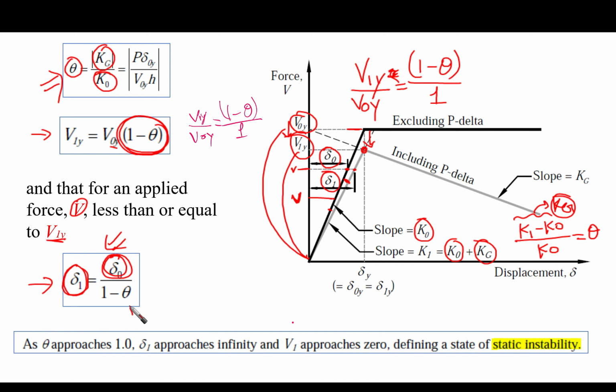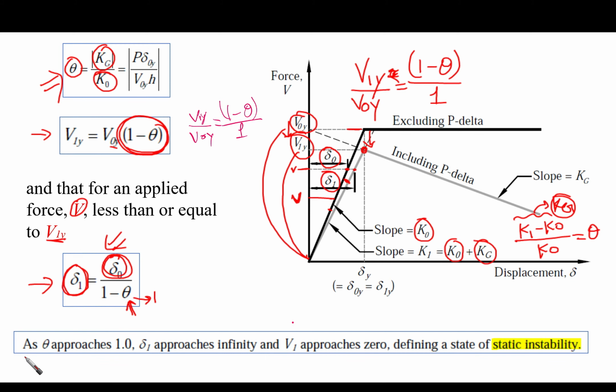Look to the theta here. If it approaches 1, what will happen? When this theta approaches 1, the denominator is going to reach 0, and in this case, delta 1 is going to be infinity. This means what? Static instability. This would bring us to static instability.